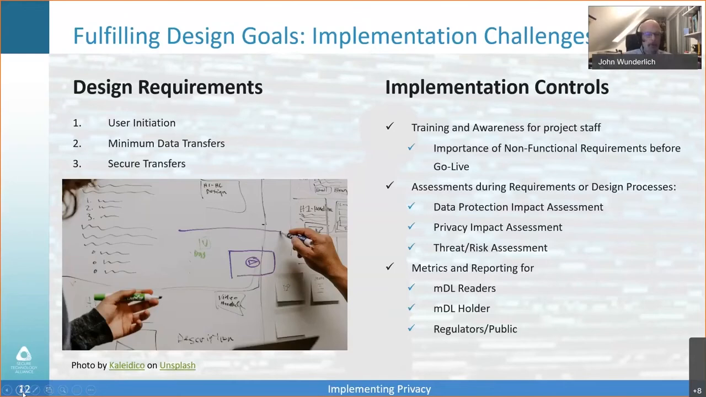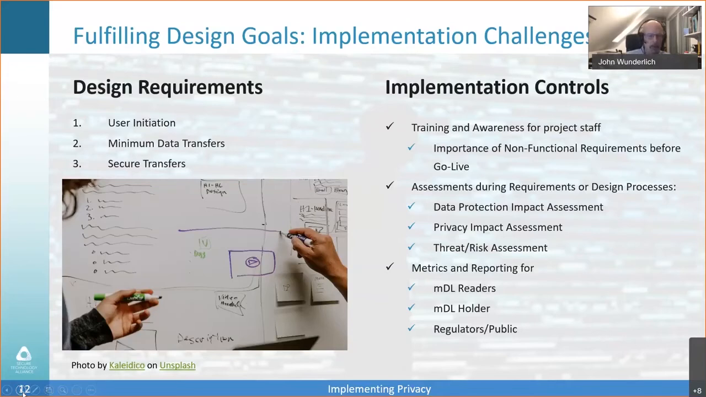So how do you fulfill those design goals? The implementation challenges, rather, I should say. The devil is, of course, in the implementation. Notwithstanding the privacy positive elements that are captured in the design of the mobile driving license ecosystem, jurisdiction implementations need to fulfill the promise of the architecture to deliver privacy and data protection in the context of that jurisdiction.